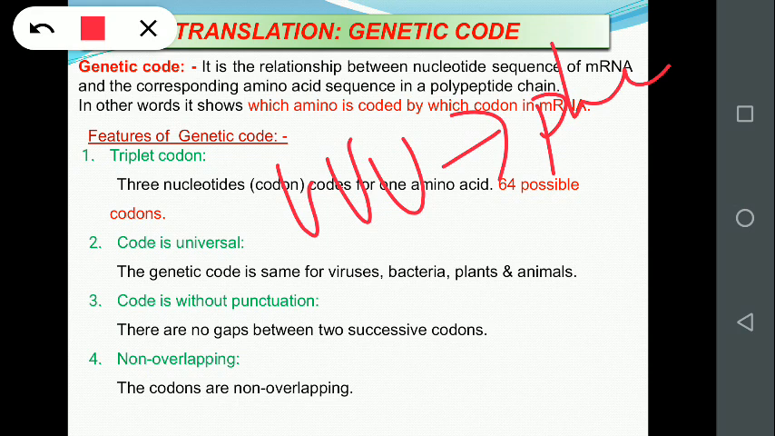It may be a bacteria, or a virus, a plant, or an animal, but still the genetic code is the same for all the organisms. That is why it is universal.